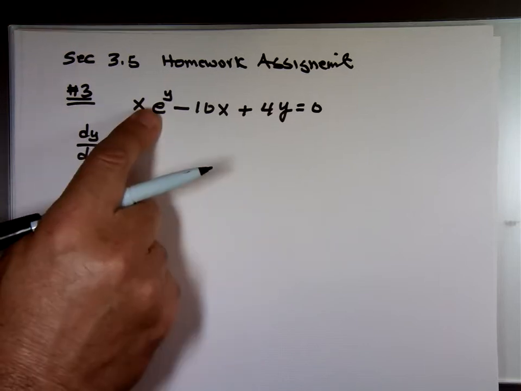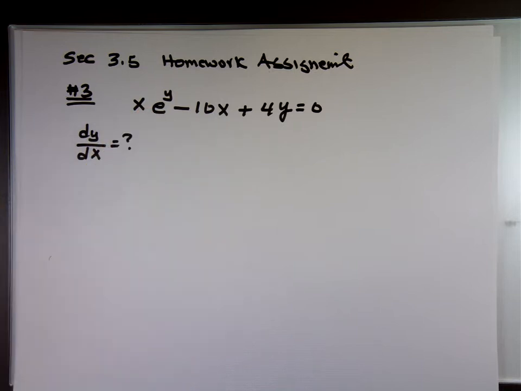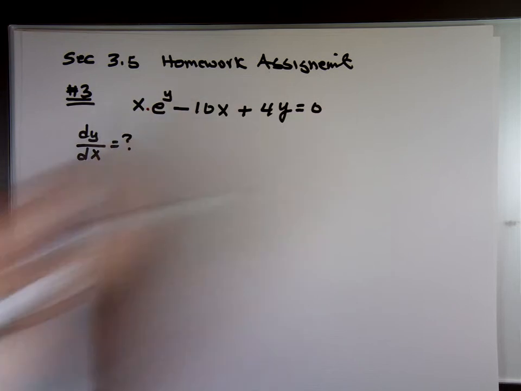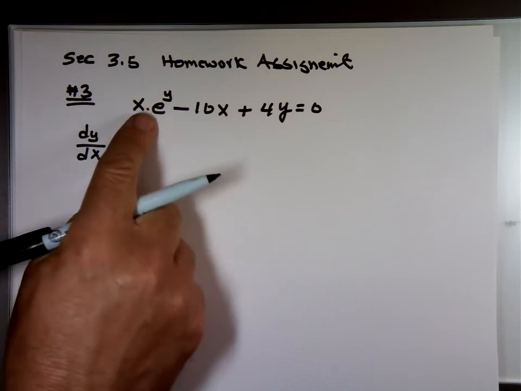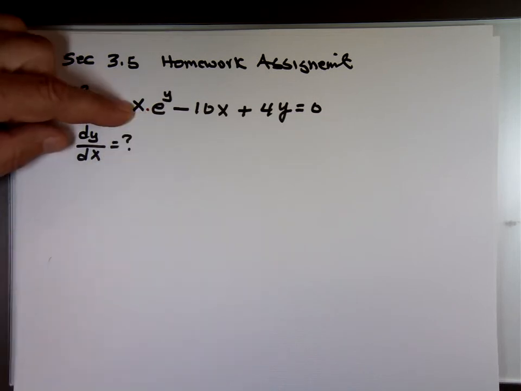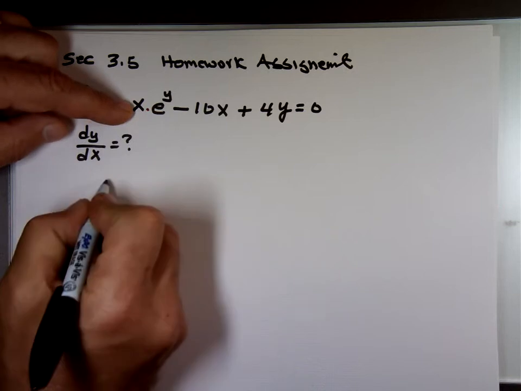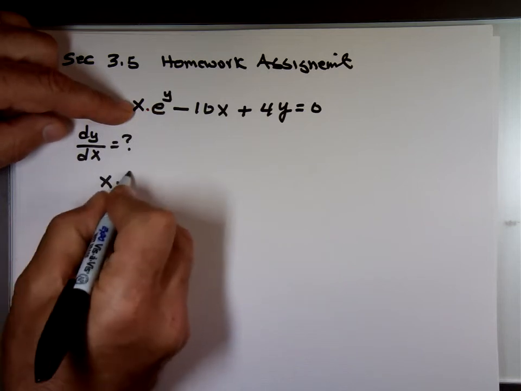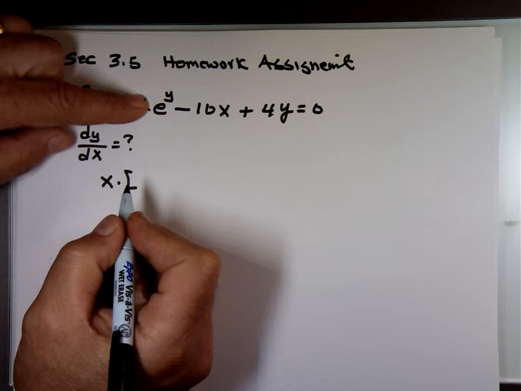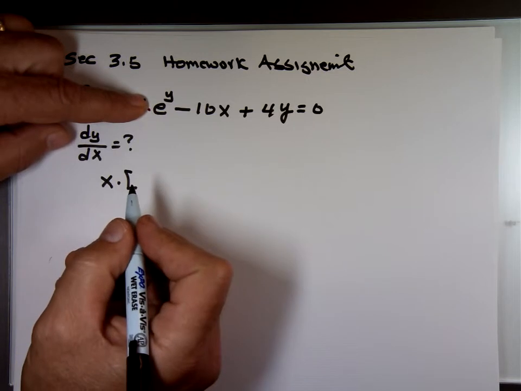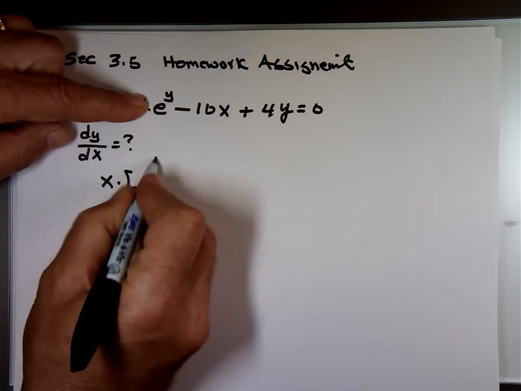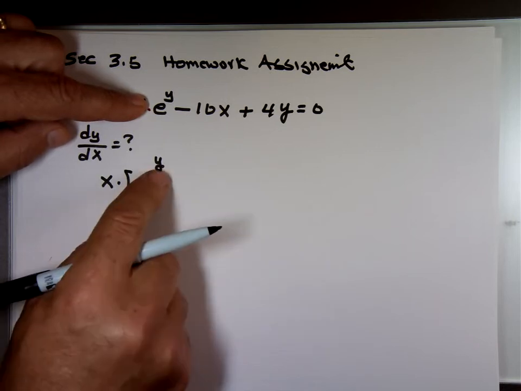Well, let's look at this one first. You have a multiplication, x times e to the y. So when you take the derivative of that, we have to use what rule? Product rule. So the first times the derivative of the second. What's the derivative of e to the y? e to the y times the derivative.